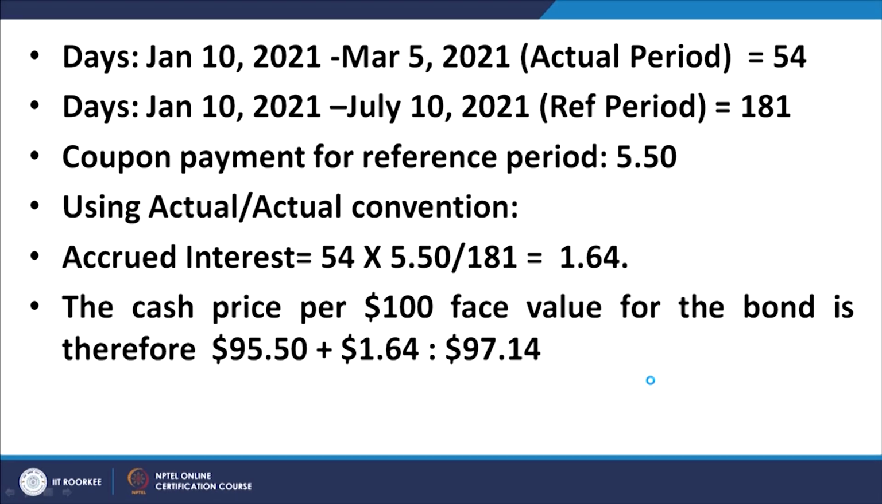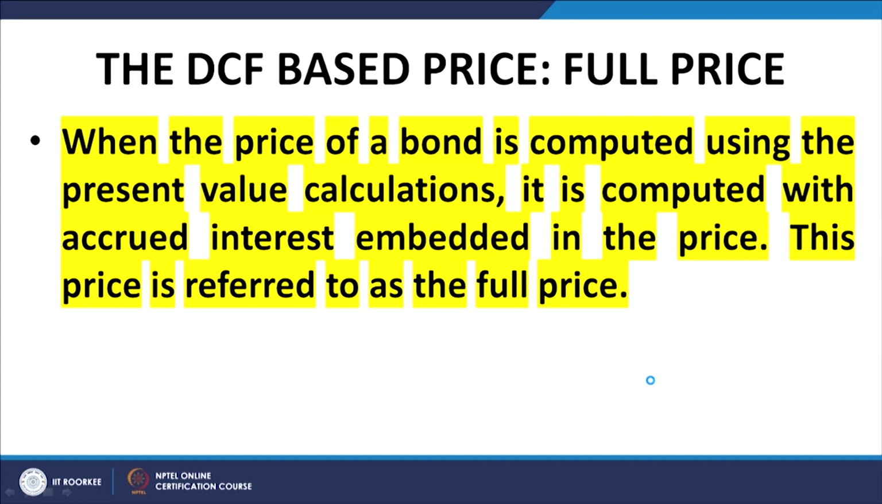Therefore, the settlement price of the bond, or the price at which the bond would be transacted, the cash received by the seller of the bond, would comprise the quoted price, which is 95.50, and the accrued interest, which is 1.64. So, the dirty price of the bond turns out to be 97.14. It is quite simple, but a bit technical, and this is the convention that is usually followed in the bond market. Now, a word about the DCF based price, also termed as the full price. When the price of a bond is computed using present value calculations, it has accrued interest embedded in the price. The price is referred to as the full price.